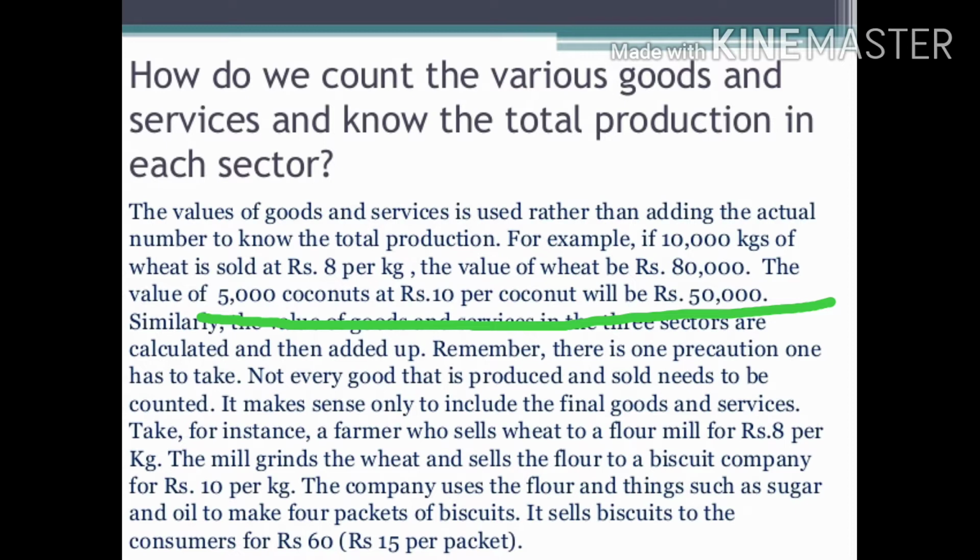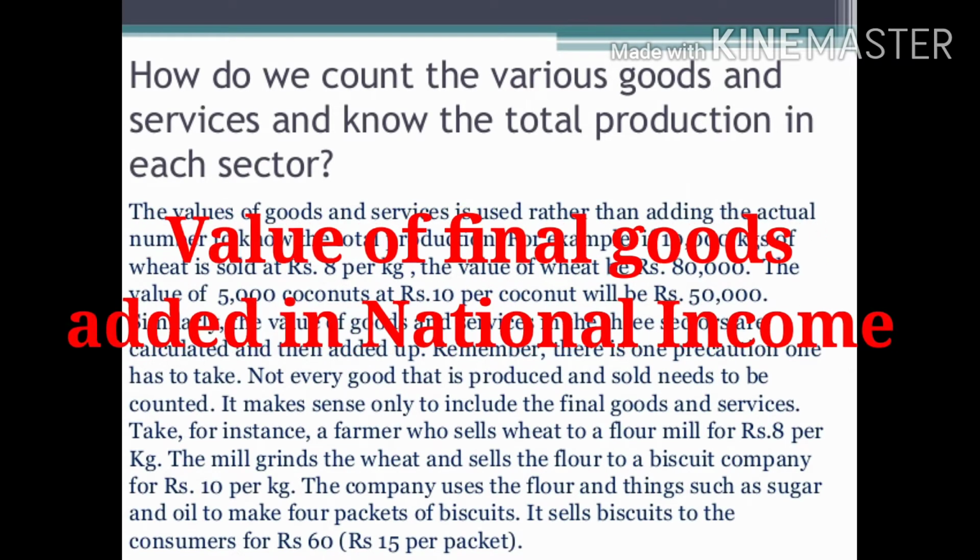Similarly, the value of goods and services in the three sectors is calculated and then added up. Not every good that is produced and sold needs to be counted. Only the final goods and services are taken. The value of final goods means goods which are ready to use. Only the value of final goods is added in the national income, or in our GDP.